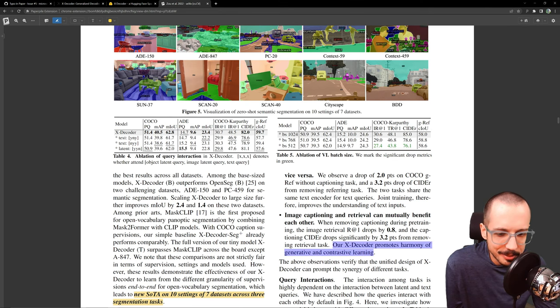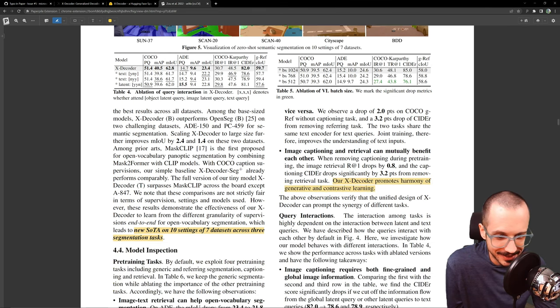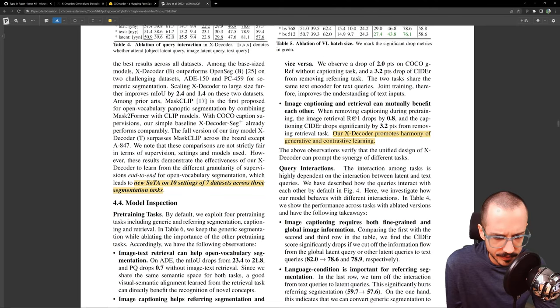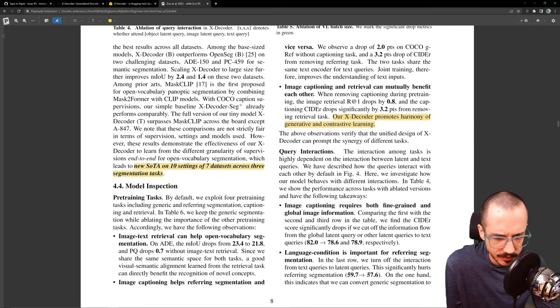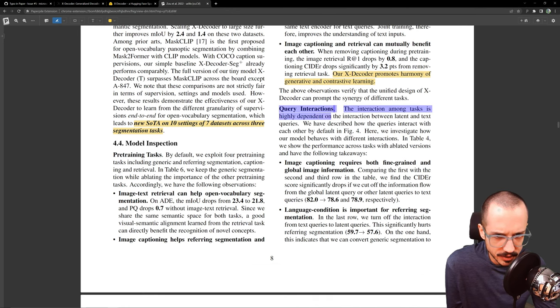Our X-Decoder promotes harmony of generative and contrastive learning. Query interactions. The interaction among tasks is highly dependent on the interaction between latent and text queries. We investigate how our model behaves with different interactions, so a little ablation study here.